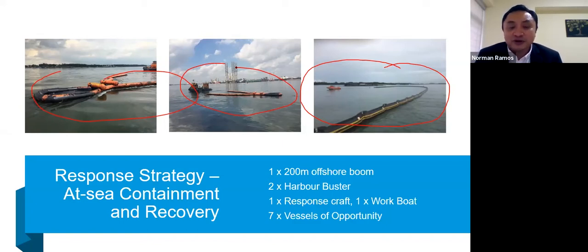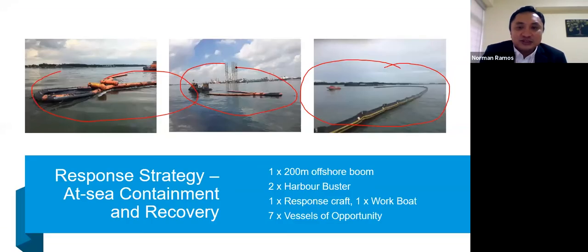At the same time, when we are doing the at-sea containment and recovery, we can see our Malaysian counterparts doing the same thing. They are also very careful not to cross the boundary between Malaysia and Singapore. Literally, when we pass in opposite directions, it's very close. It's just like 50 meters away, and you will be seeing our counterparts in Malaysia. Every time we pass by, we do wave at each other.